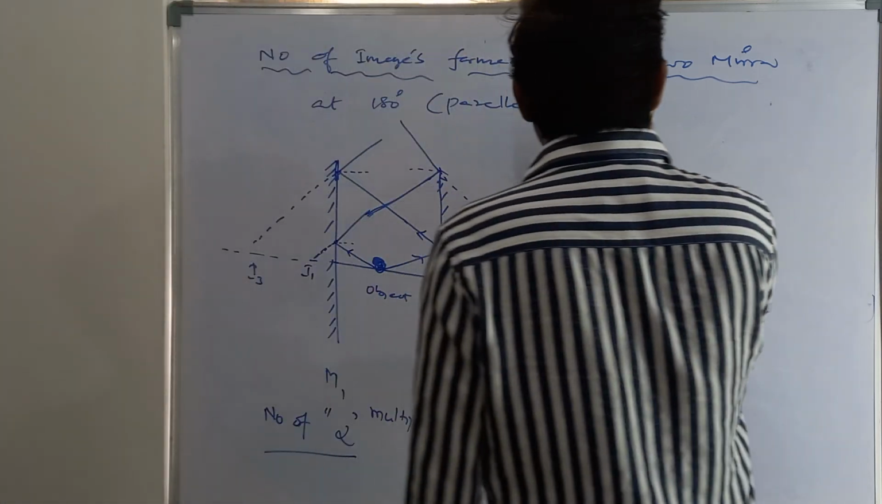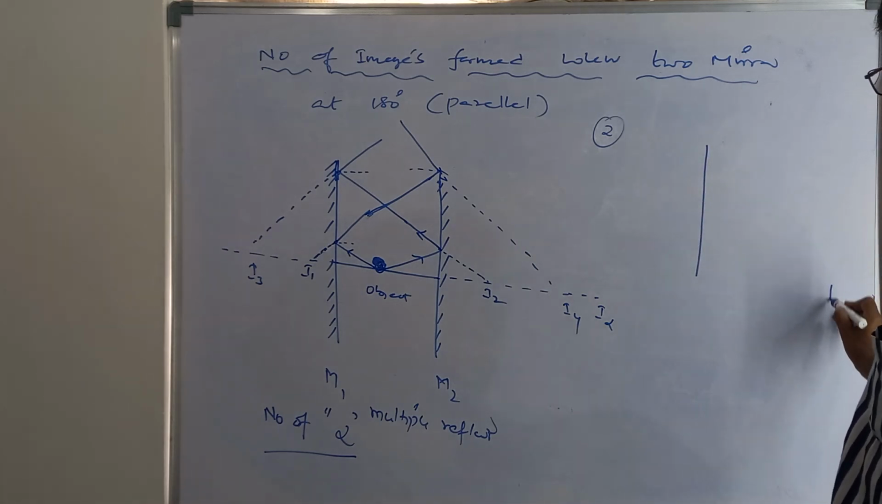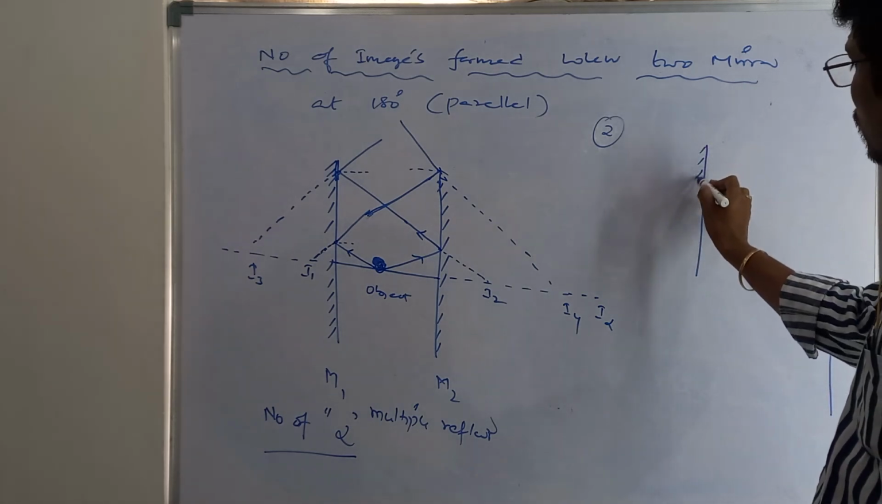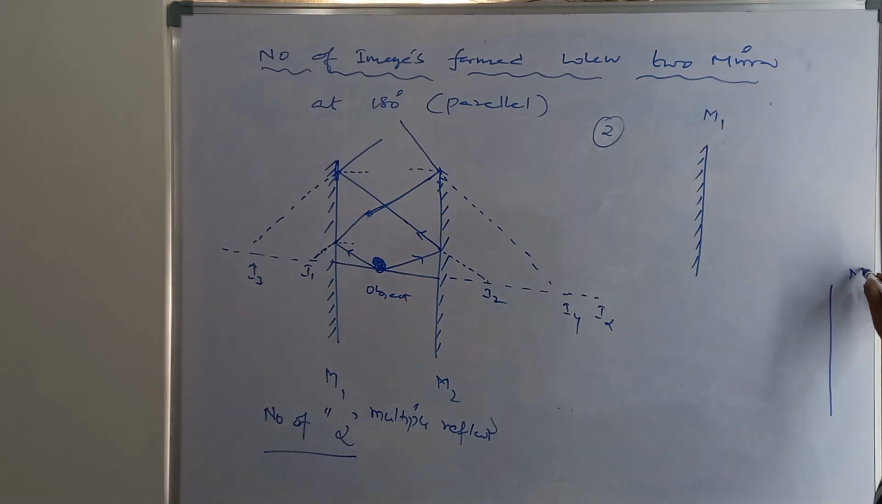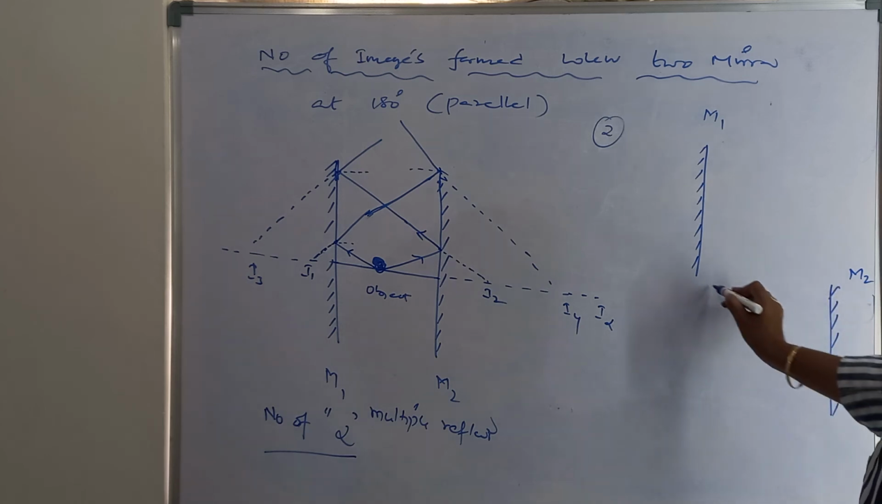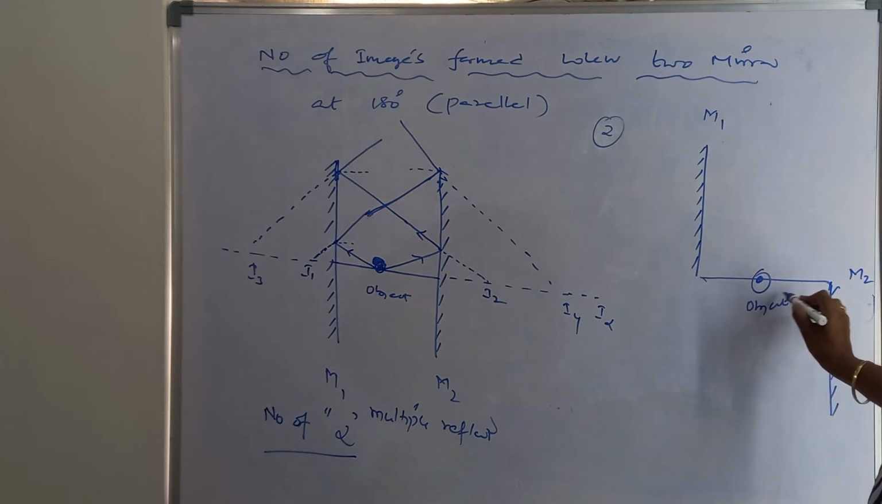Now see this case, the second example. Now the mirrors are placed parallel to each other, but they are placed like this. This is the first mirror M1 and this is the second mirror M2. Now in this case, the object is placed here. This is the object. Now how many images are formed in this case?